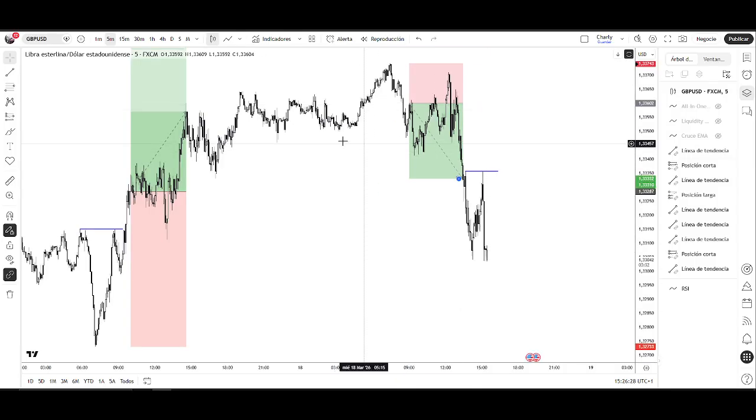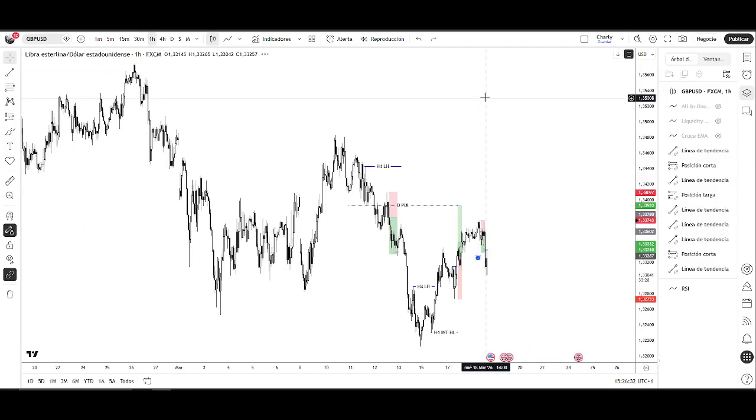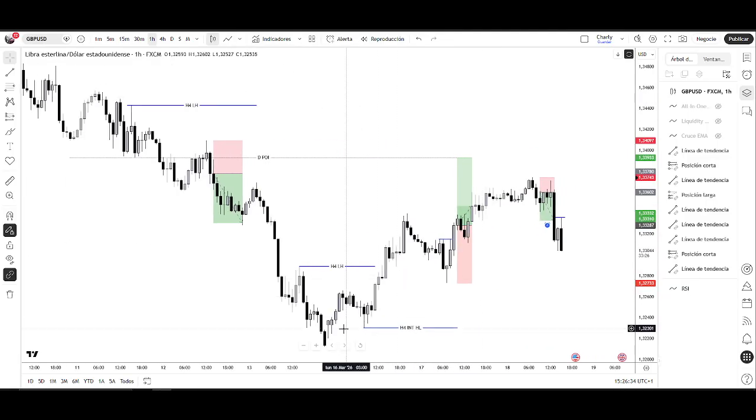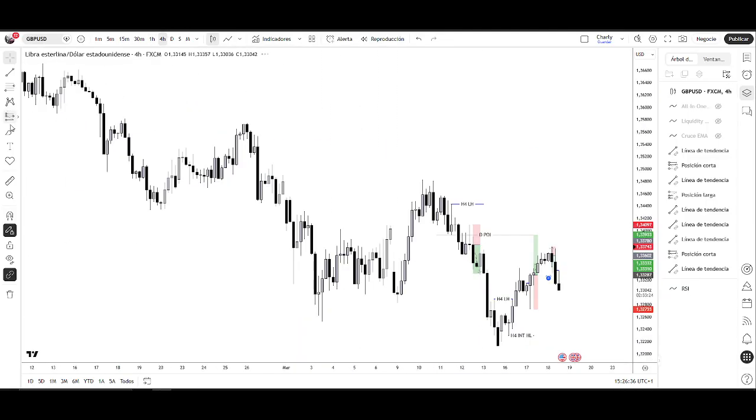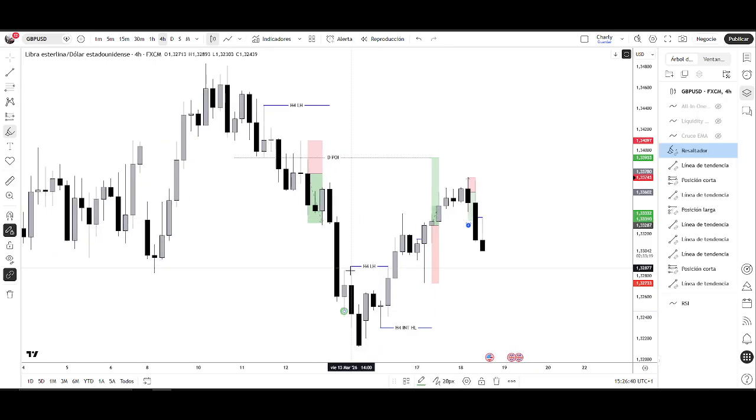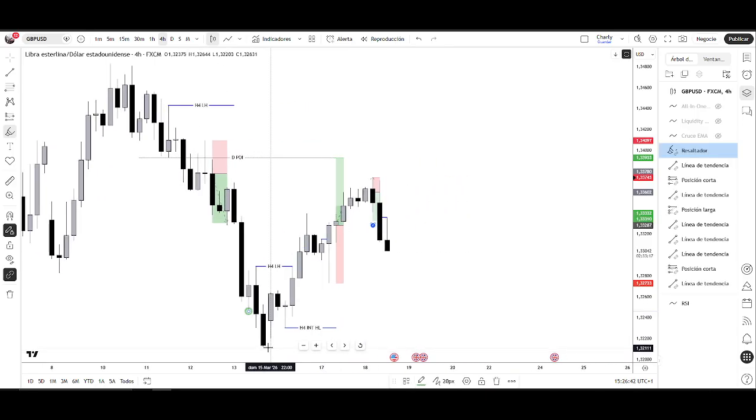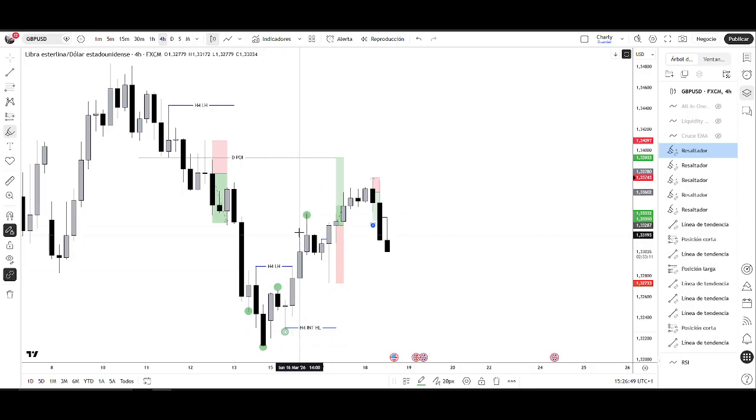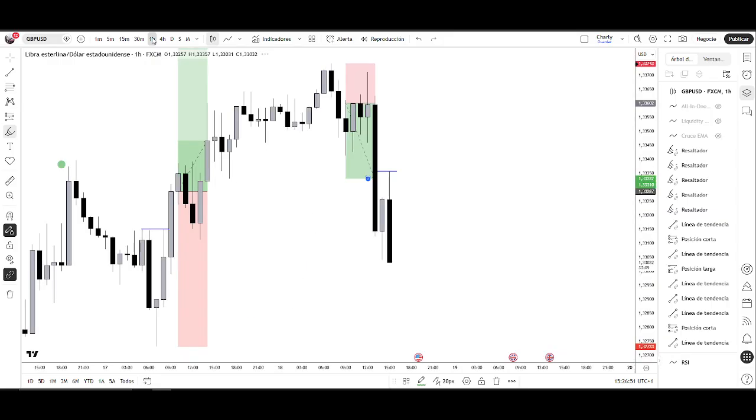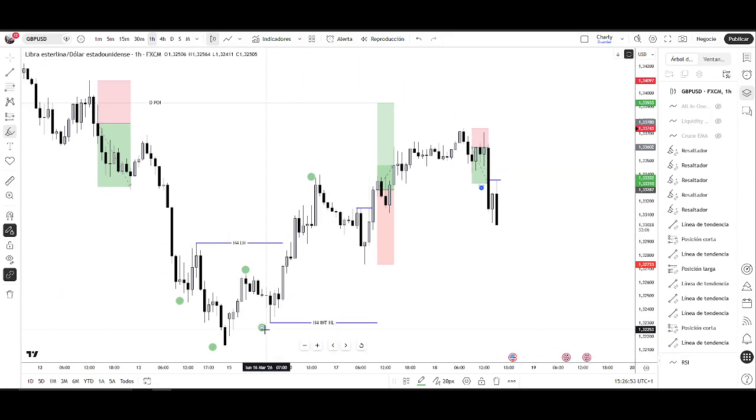And then for the pound, we have a very similar situation. We had in the 4 hours the lower high, and then the lower low, break of structure, and then internally we had low, high, higher low, higher high. In the 1 hour, pretty much the exact same thing as with the euro.